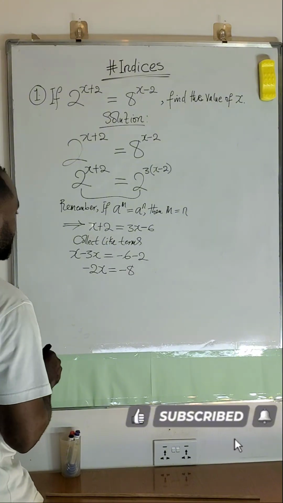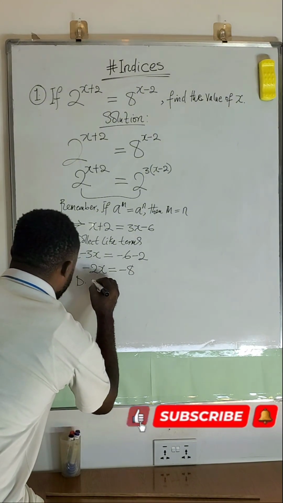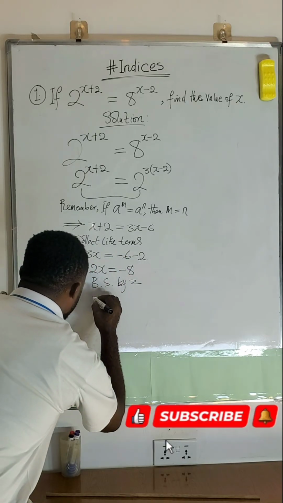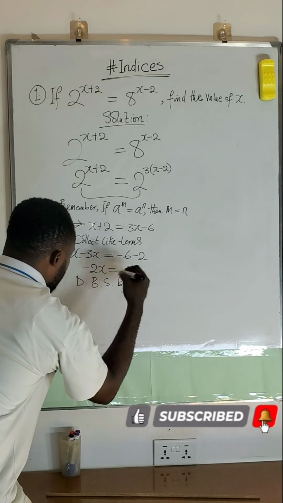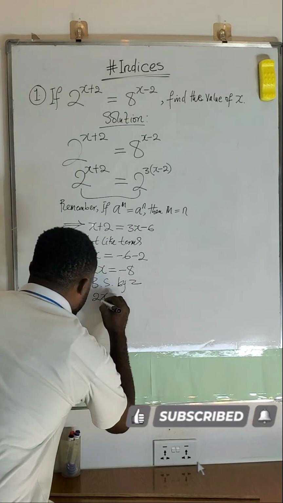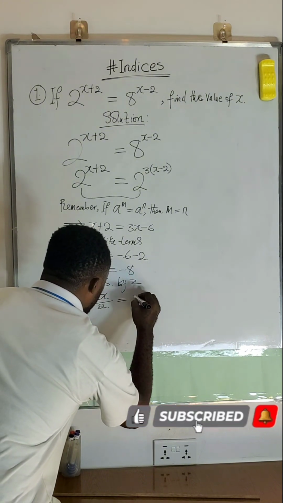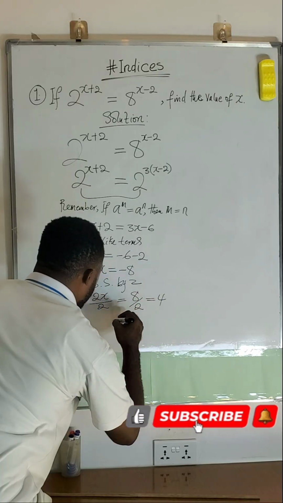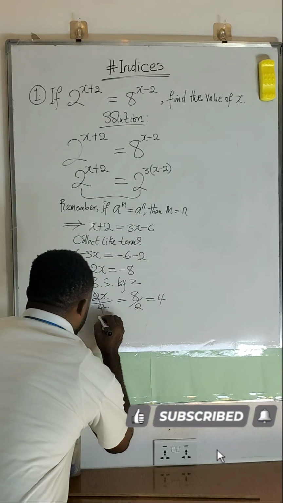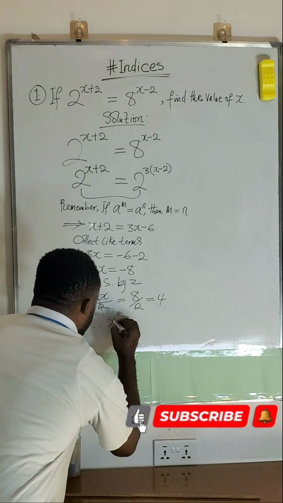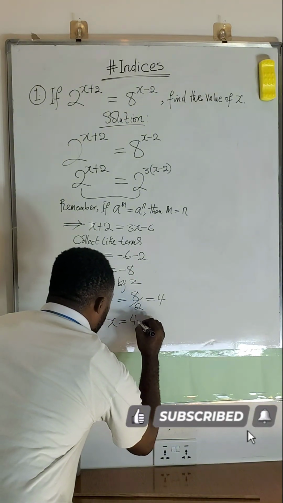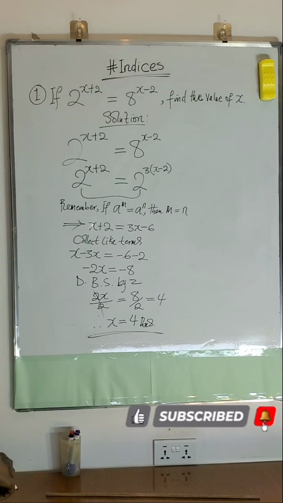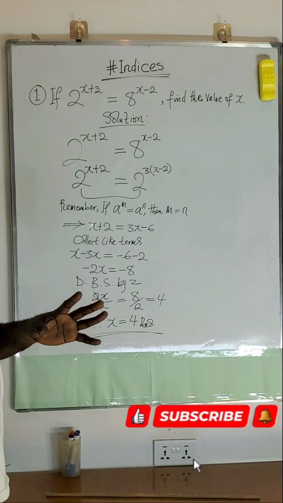Is that right? Now, if you divide both sides by minus 2, you can already see minus cancelling minus. You will have it that 2x over 2 equals 8 over 2, which is 4. And so you can see this. You can now come and say, therefore, x equals 4. And that is the answer. Alright? This is as simple as this.